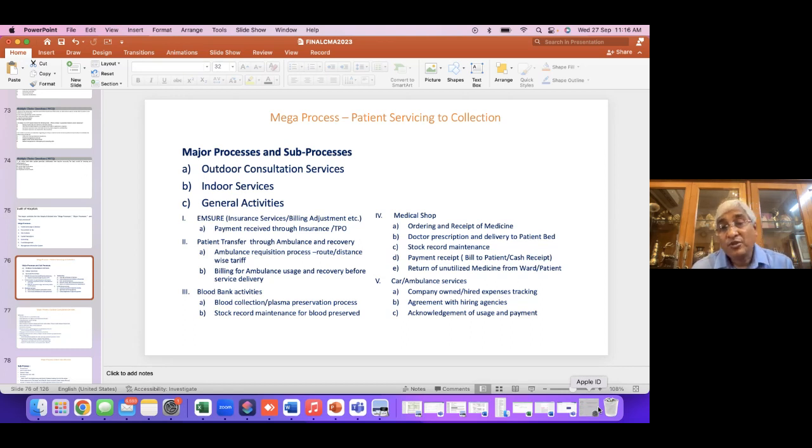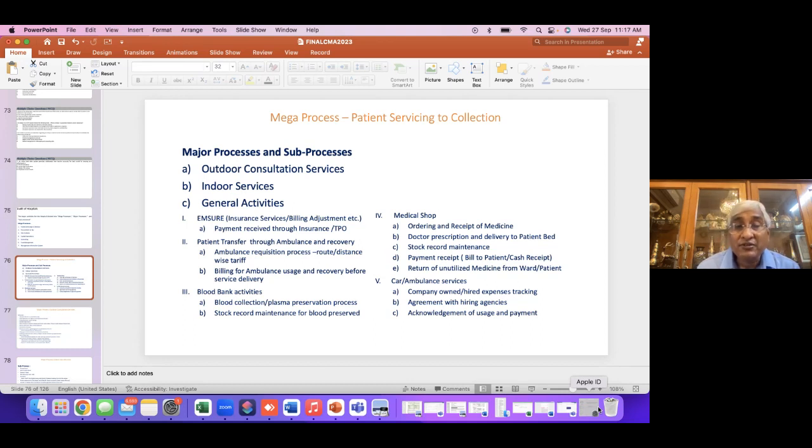So again, ordering, receipt of medicine, doctor's prescription follow-up, delivery, that means the drawing from the hospital medical shop and utilization of the same for the purpose of patient treatment, the stock record maintenance, payment receipting process for the medicines drawn directly by the patient or by the patient through the hospital, then return of unutilized medicine, and also sometimes the medicine's expiry date or validity, that also has to be maintained through a properly maintained stock register.